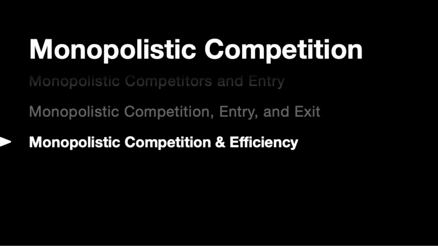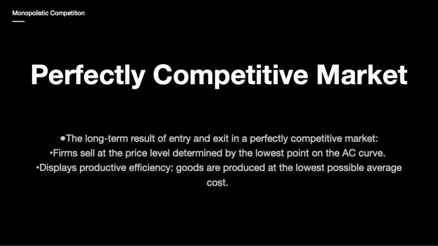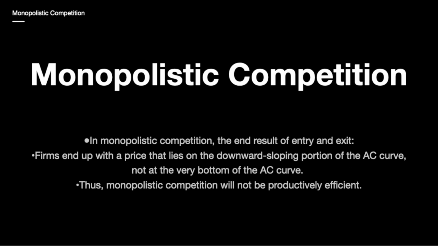Monopolistic competition and efficiency. The long-term result of entry and exit in a perfectly competitive firm and market: firms sell at a price level determined by the lowest point on the average cost curve. This displays productive efficiency. Goods are produced at the lowest possible average cost. In monopolistic competition, the end result of entry and exit is that firms end up with a price that lies on the downward sloping portion of the average cost curve, not at the very bottom of the average cost curve. Thus, monopolistic competition will not be productively efficient.